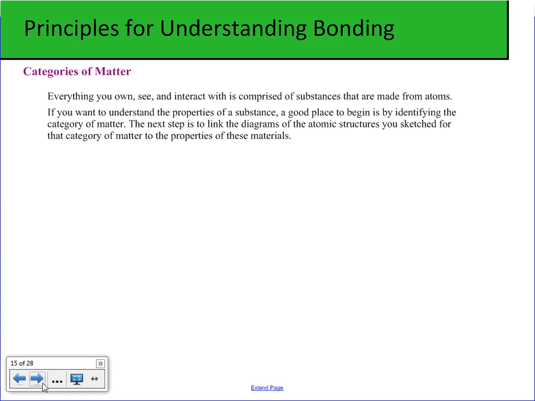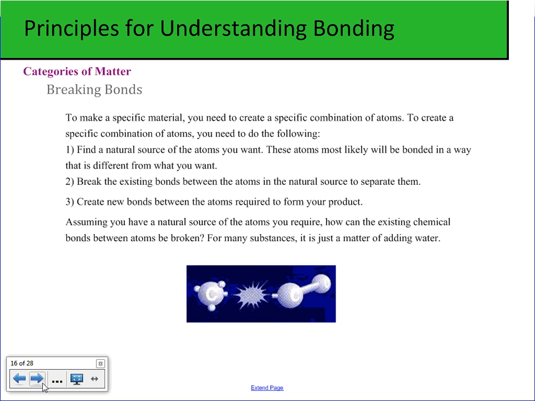So, categories of matter. Everything we see and interact with is comprised of substances that are made from atoms. If you want to understand the properties of substances, a good place to begin is by identifying the category of matter. The next step is to link the diagrams of the atomic structures you sketched for the category of matter to the properties of these materials.